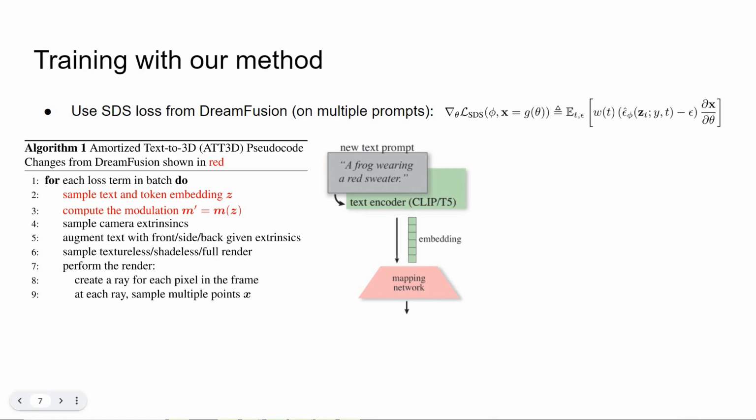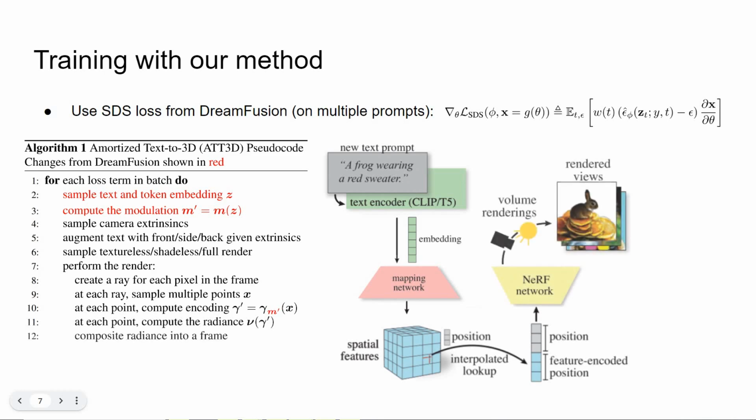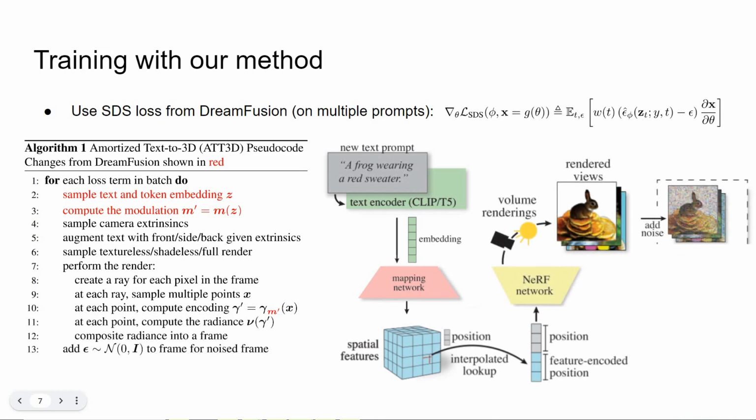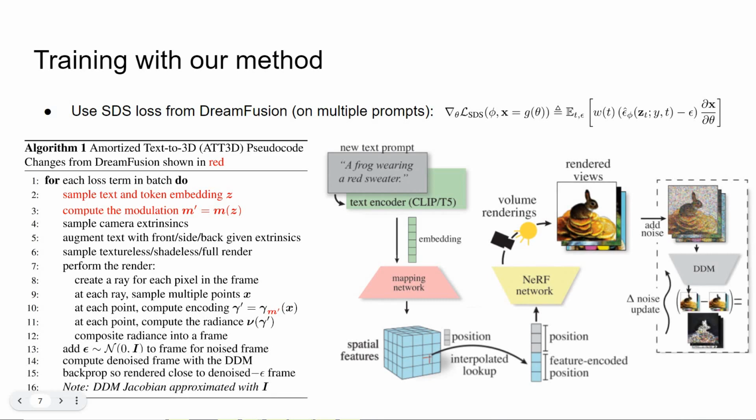we're doing a textureless or shadeless render, then perform the render, which involves creating a ray for each pixel in the frame, along which multiple points are sampled. Then we compute the point encodings with the modulation for the text prompt, which we calculate into the radiance, which we composite into a frame, which we add noise to, which we denoise with our diffusion model. Then we backpropagate so the rendered frame is close to the denoised frame according to the SDS loss.